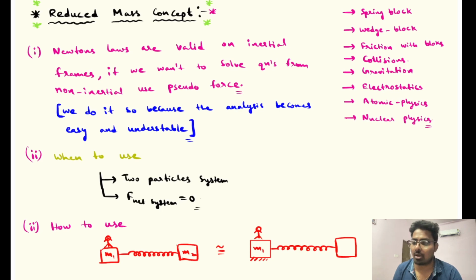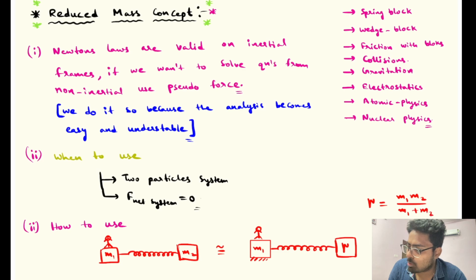Whatever the correction that I'll be doing in the mass, that is only called as the reduced mass system, reduced mass concept. Now when this mass is fixed, whatever the mass that will be there for the other block, it will no longer be m2. So it will be mu. Sir, what is that mu? So mu will be given by the formula m1 m2 by m1 plus m2.